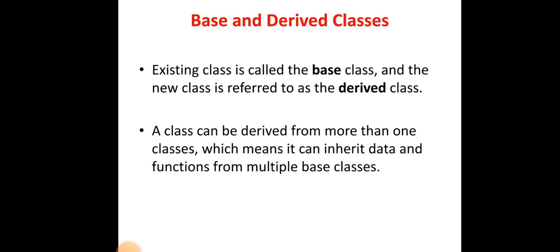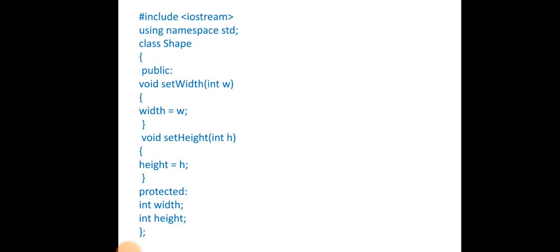Base and derived classes. There are two types of classes in the inheritance concept. They are the base class and the derived class. The existing class is called the base class or parent class, and the new class is called the derived class or child class. A class can be derived from more than one class, which means it can inherit data and functions from multiple base classes.